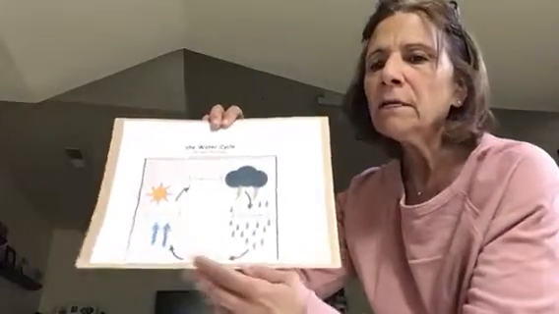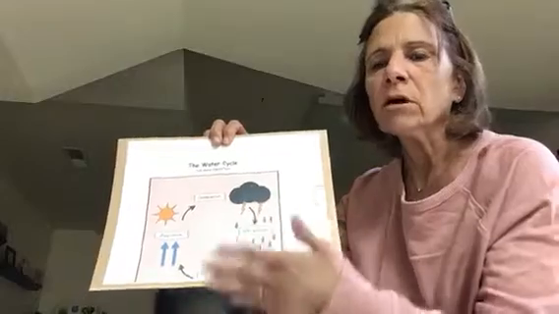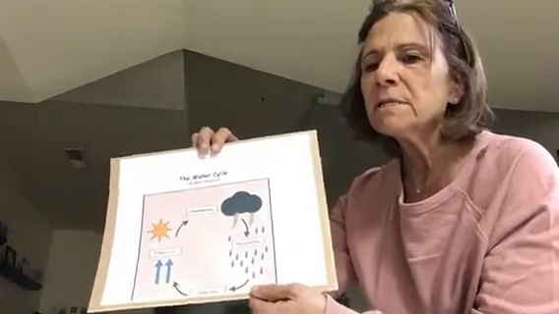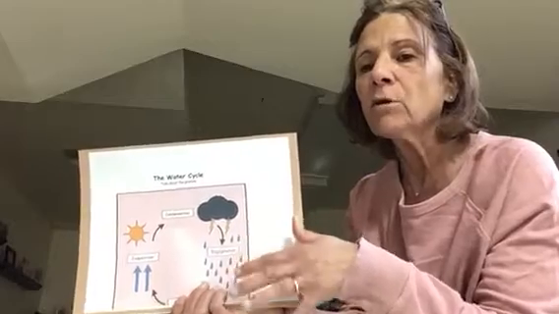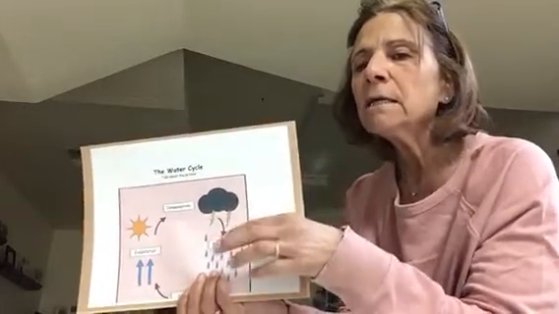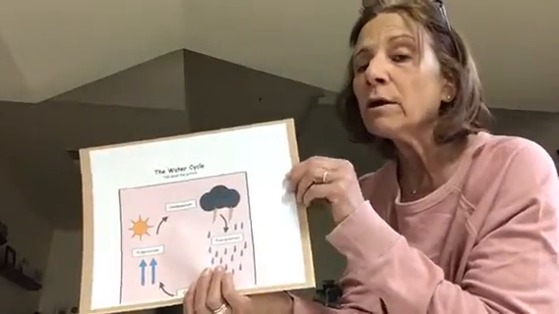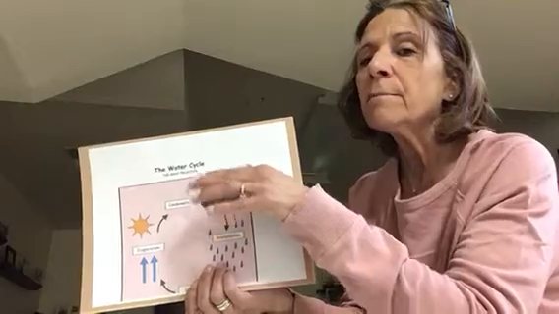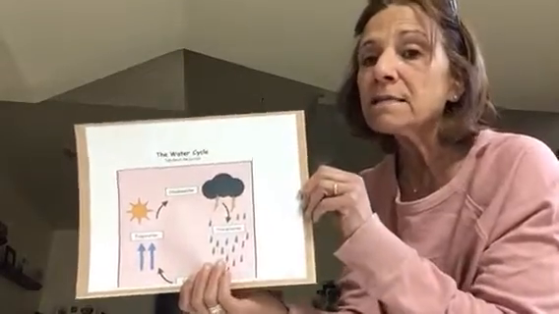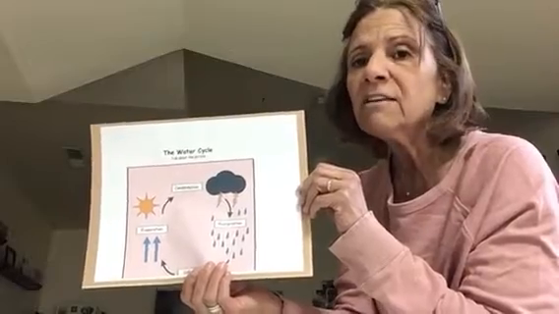Okay, down here is the ground, there are oceans, there are lakes, and what happens is the sun heats up the ground and the oceans and the lakes, and little droplets of water turn into water vapor, and that is a gas, and it rises up into the sky. That process is called evaporation. Can you say that word with me?